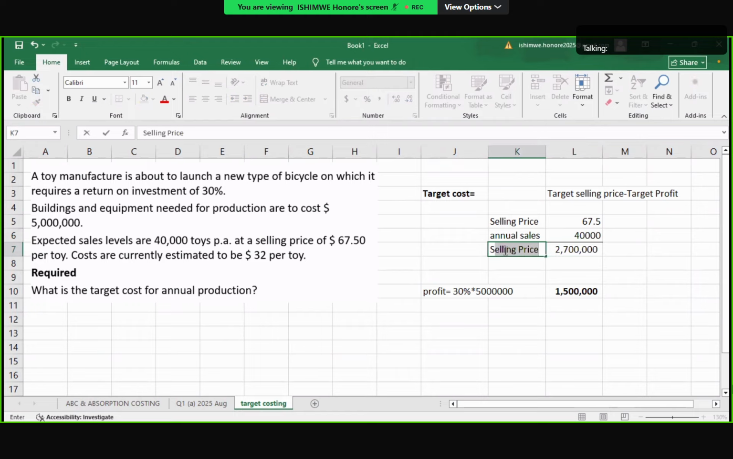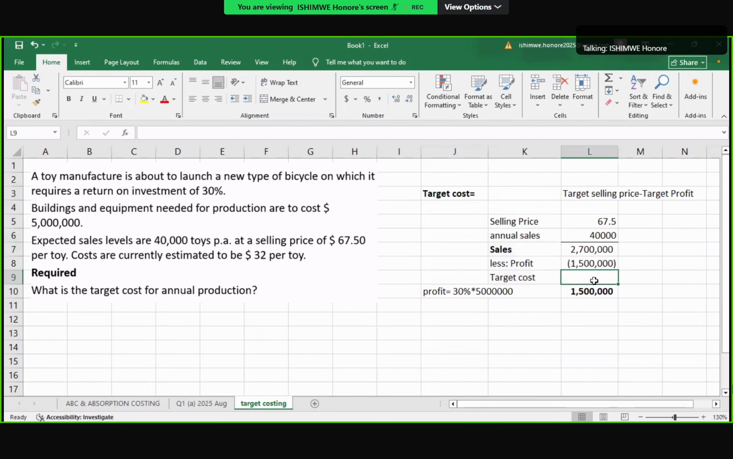This is sales revenue. If I subtract the profit, which is 1.5 million, I get the target cost for annual production, which is equal to 1.2 million. So the target cost for annual production is this.